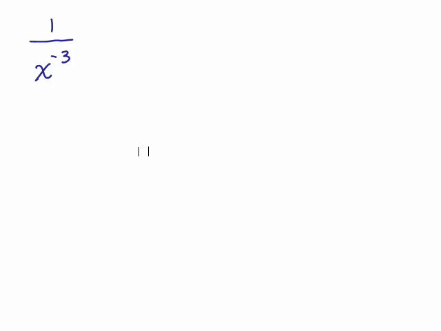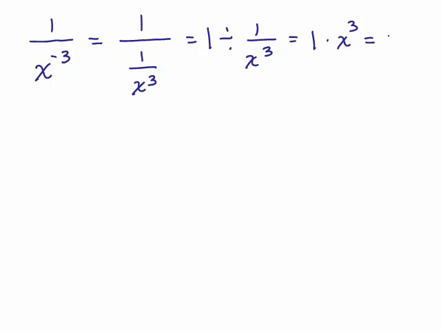Okay, what would you do if you had a negative exponent in the denominator? Well, you could go ahead and take the meaning of that and write that as 1 in the numerator that's already there. Then x to the negative 3 means 1 over x cubed. And then that means 1 divided by 1 over x cubed, right? Which means 1 times x cubed over 1, which means the answer is x cubed.